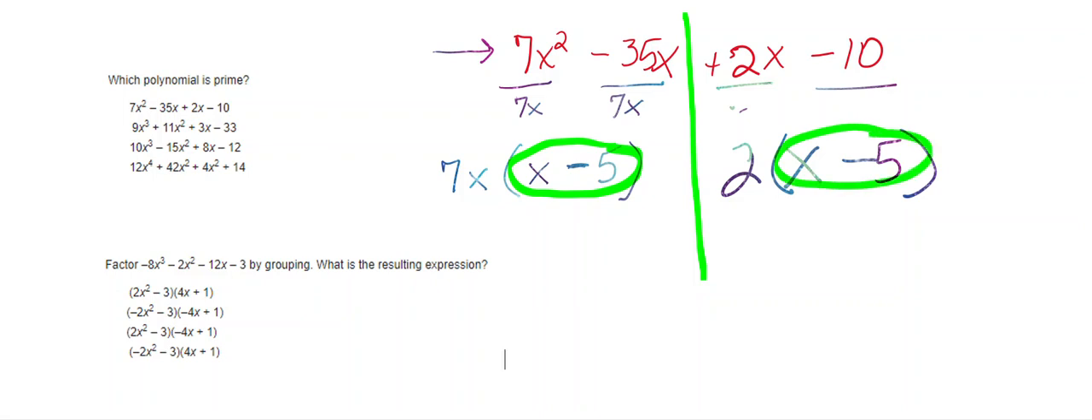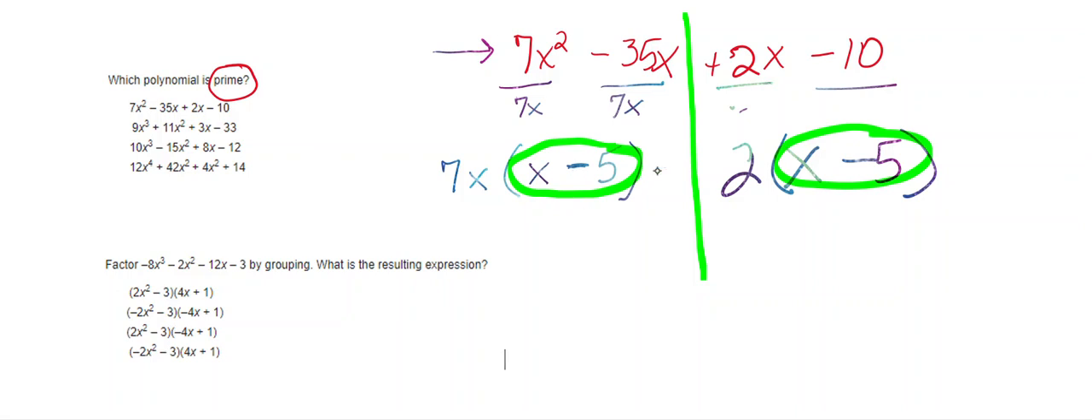Now, we know that this polynomial can be factored when we end up with the same parentheses. We have to have the same parentheses to use the factor by grouping method correctly. If you do not get the same parentheses, and there's no way to get the same parentheses by changing the sign of what you're factoring out or by making sure you have the greatest common factor, then we would say our polynomial is prime.